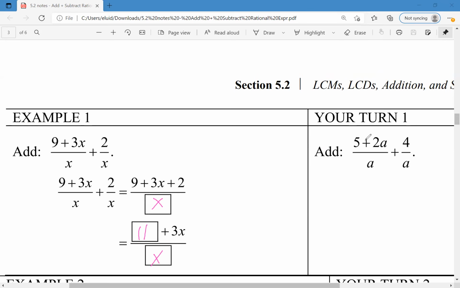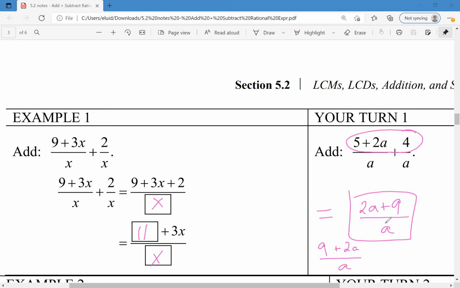All right. For the your turn problem, 5 plus 2a plus 4. Or I'm sorry, those are the numerators. I'm getting ahead of myself. It's 5 plus 2a over a plus 4 over a. The common denominator is a. We would add all the expressions in the numerator, and I would just do this in one step personally. So I would keep the 2a as it is, plus 5 plus 4 is 9. So I would write 2a plus 9 all over a. Or you could write 9 plus 2a all over a.